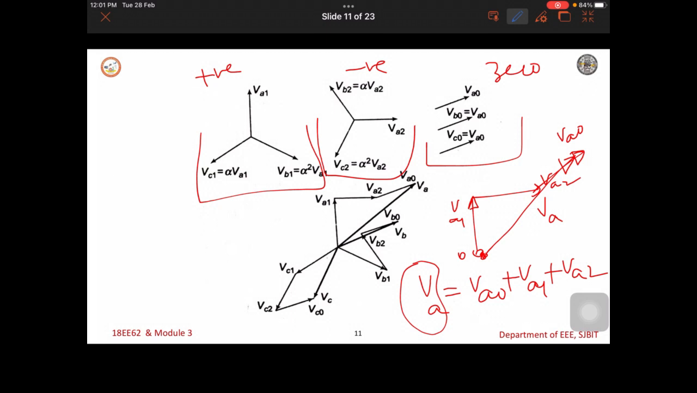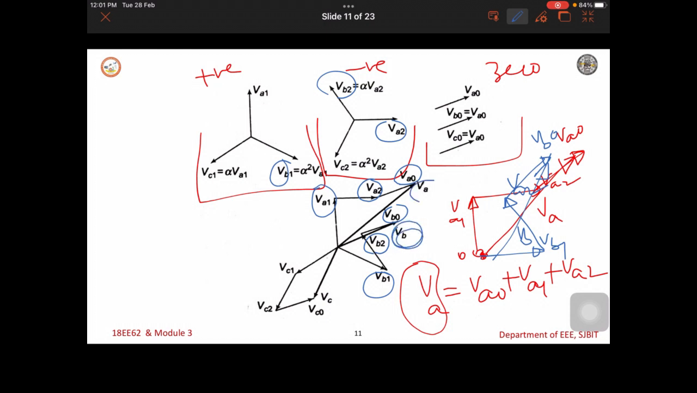So VA2 is here, VA1 let us consider. VB1, let us consider VB1 over VB2, go like this, VB2, VB0, then this is VB. Like this we can solve. So here VA1, VA2 and VA0, VB1, VB2, VB0. This is VC, VB, and this is VA.